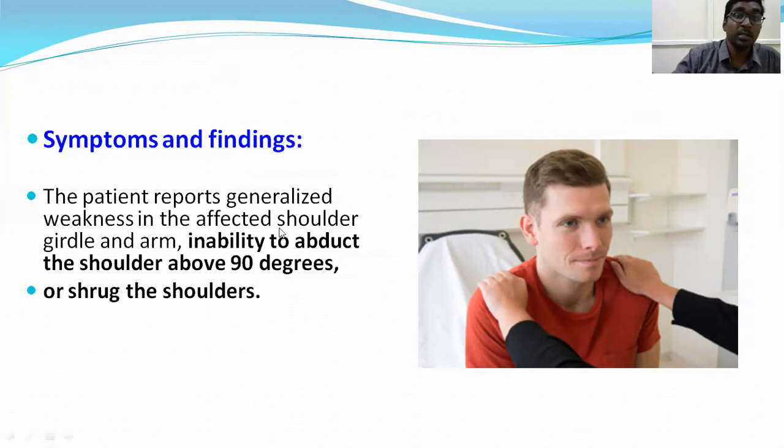So the patient reports generalized weakness in the affected shoulder girdle and arm, and inability to abduct the shoulder above 90 degrees or shrug the shoulders. As the method of examination, keep both hands on the patient's shoulders like this and ask the patient to shrug. So we have to examine the trapezius action.